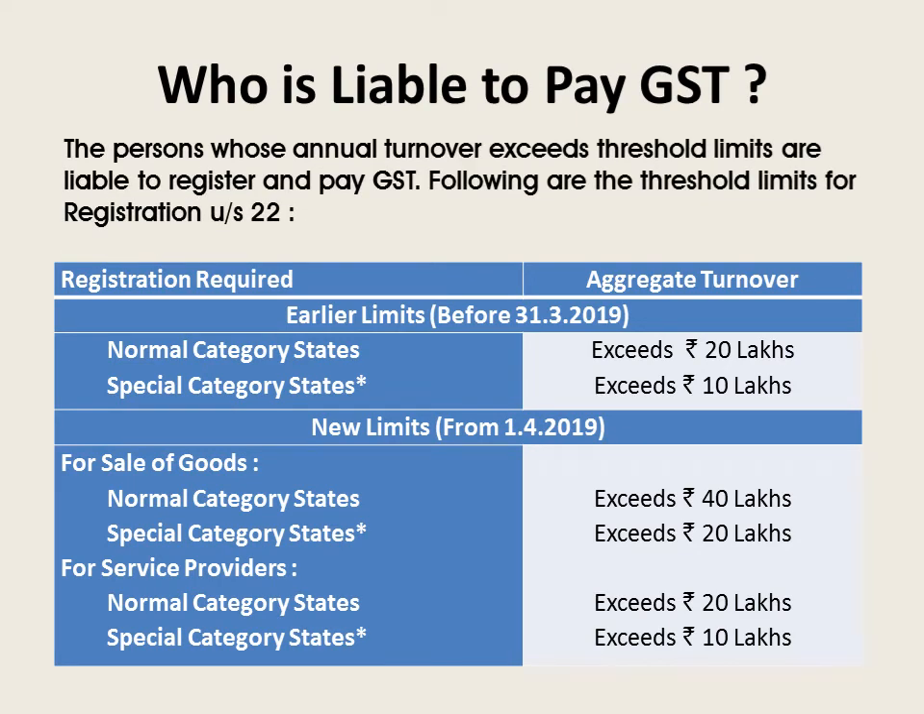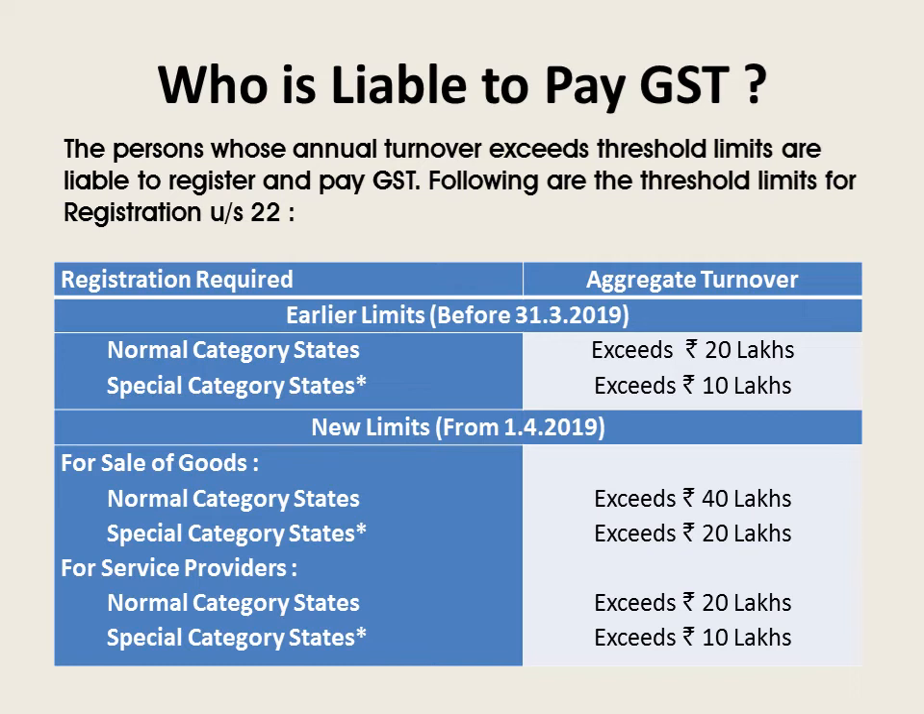Who is liable to pay GST? The persons whose annual turnover exceeds threshold limits are liable to register and pay GST. Following are the threshold limits for registration under Section 22. An earlier limit from 31 March 2019, in normal category states, a person whose annual turnover exceeds Rs 20 lakh is liable to pay tax, and in some special category states, a person whose annual turnover exceeds Rs 10 lakh is liable to pay tax.